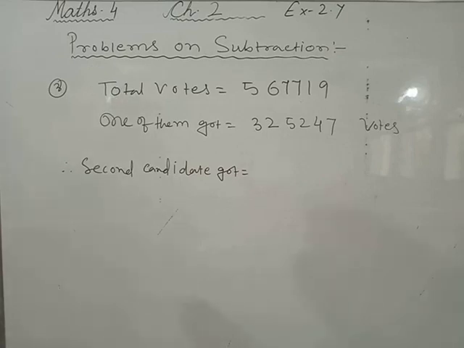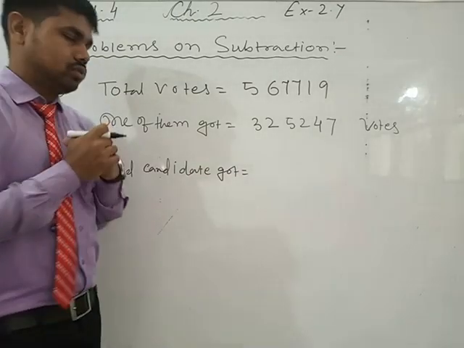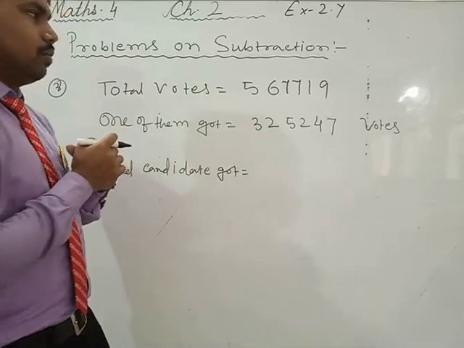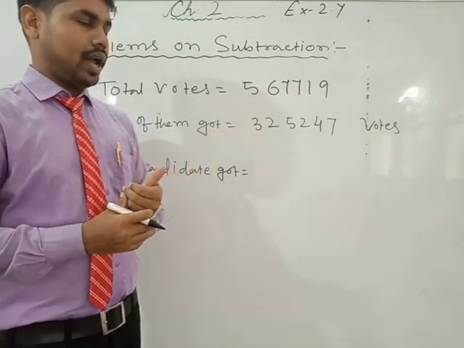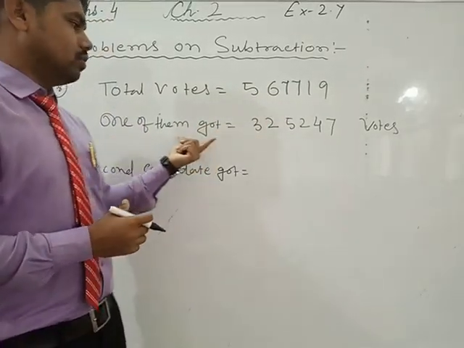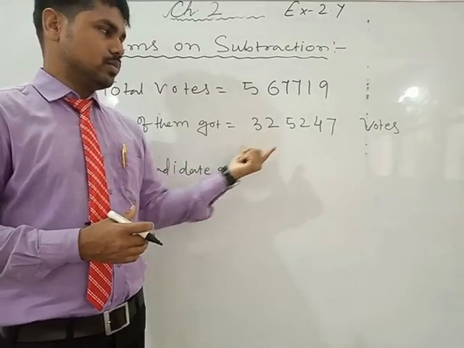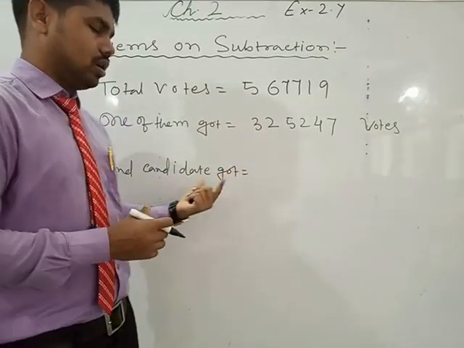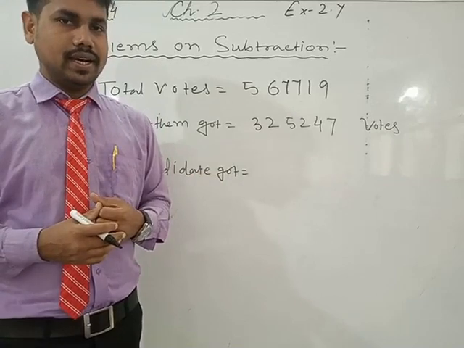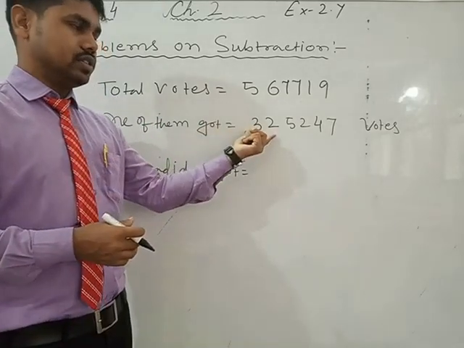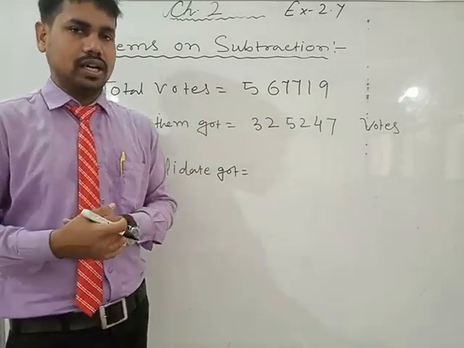Question number 3 is asking, in an election, the total number of votes given is this much, and it is also given that one of the candidate got this much votes. So how many votes got the other one? So two candidates are there. So one candidate got this much. So how much got the other candidate?